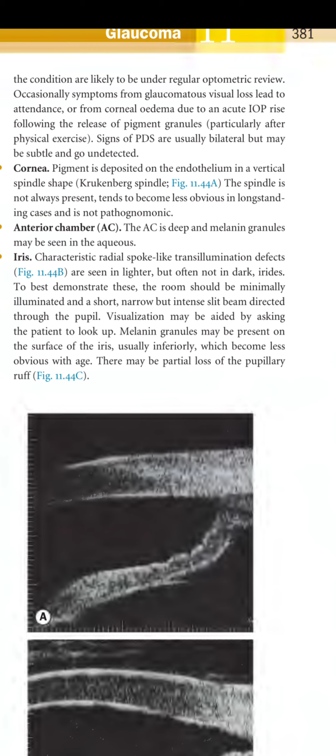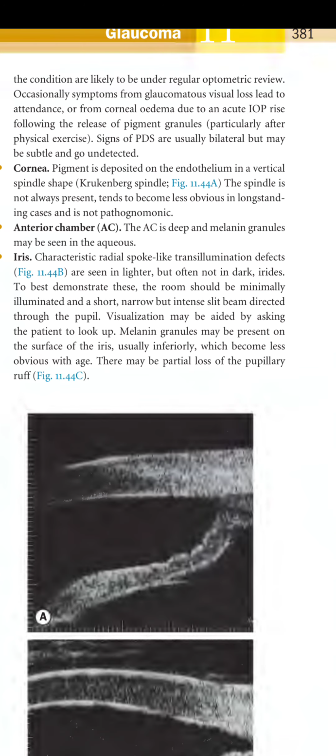So in this case, this is also an open angle glaucoma. Iris characteristic radial spoke-like transillumination defects are seen in lighter but often not in dark irides. To best demonstrate this, the room should be minimally illuminated and a short, narrow but intense slit beam directed through the pupil. Visualization may be aided by asking the patient to look up. Melanin granules may be present on the surface of the iris, usually inferiorly, which become less obvious with age.